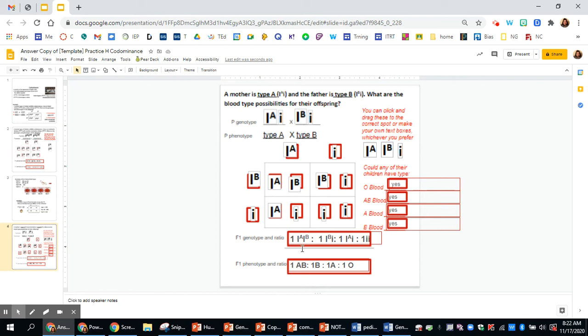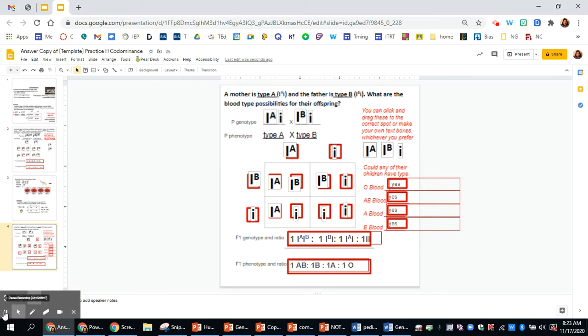When it comes to writing the genotype and ratio and the phenotype and ratio, literally just copying these down. So I have one I^A I^B, one I^B i, one I^A i, and one, two little i's. And what does that translate to? This is type AB, type B, type A, and type O. So that tells you that we have yes for all four blood types. So people who have type A and type B blood with this genotype can actually have children with any of the four blood types. It's genetically possible.